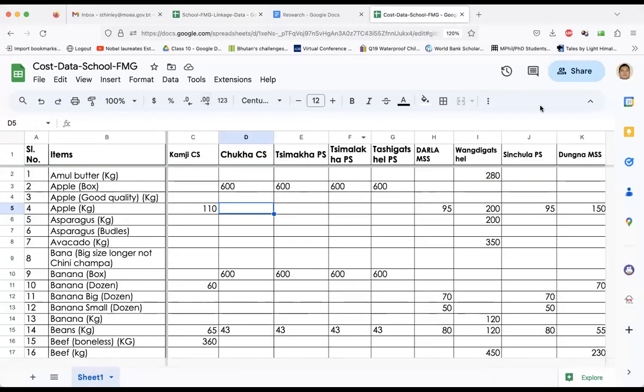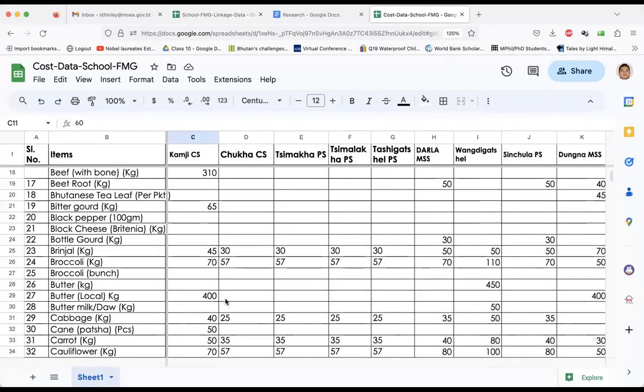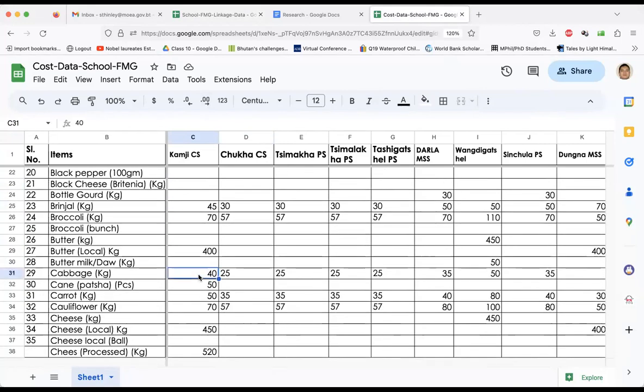The main focus of the research is the price data, prices and negotiations. All the prices of commodities are fixed as per negotiations between the school, the Gyok, and the farmer marketing group. This is the main point: all prices are fixed through negotiations.